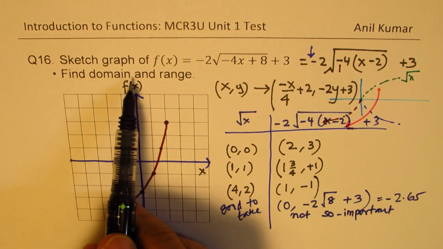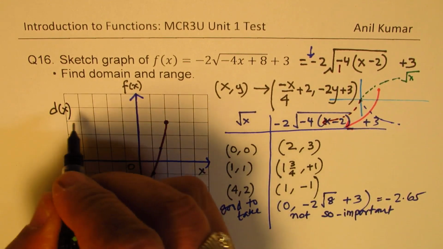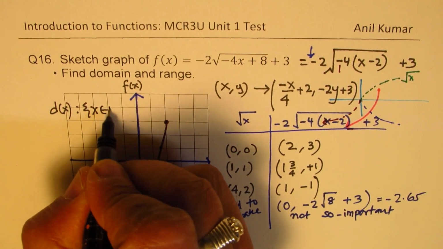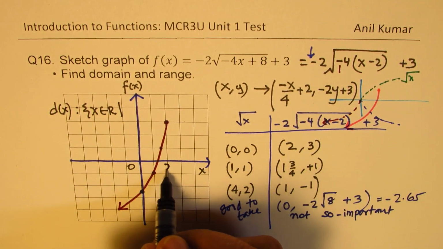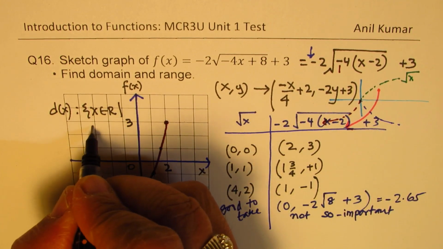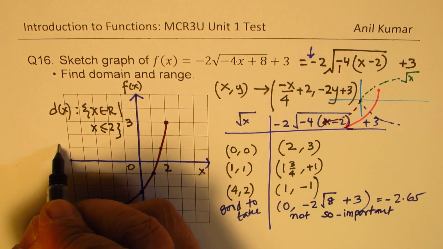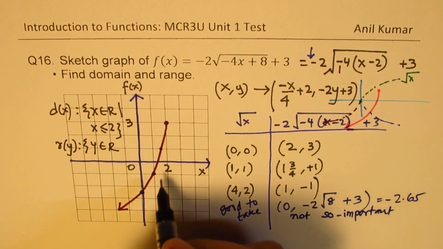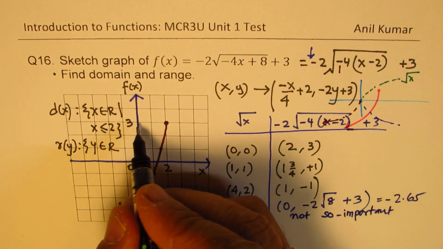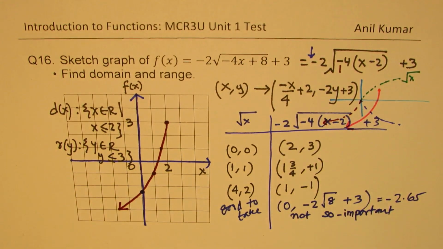Now let's write down its domain and range. So clearly the domain is, we can write x belongs to real numbers, where x is less than equal to 2. This point is 2 and this is 3. So where x is less than equal to 2. And as far as the range is concerned, range is y belongs to real numbers, where y is less than equal to 3. So y is less than equal to 3. Is that clear to you? So that is how we can get domain and range for this particular function.